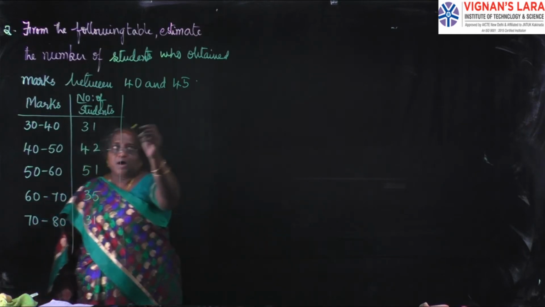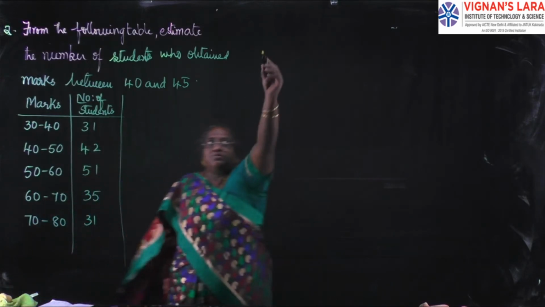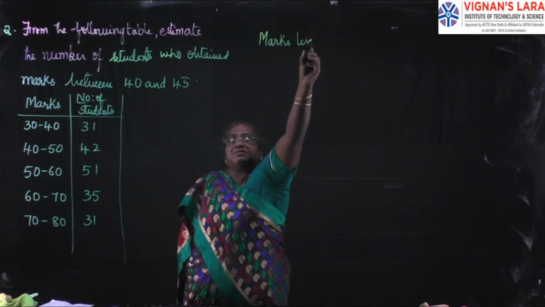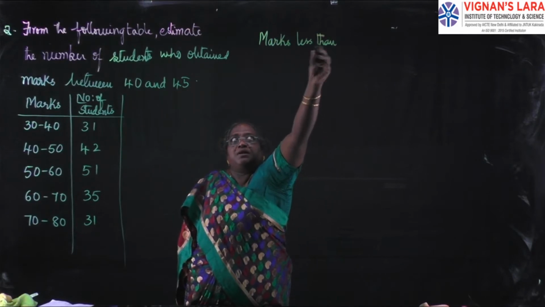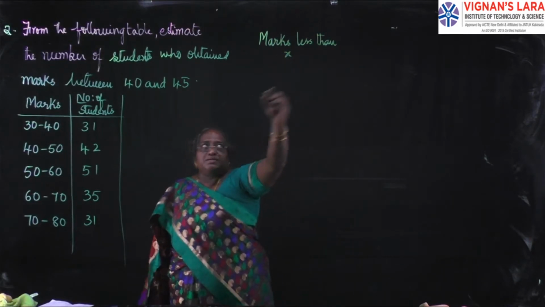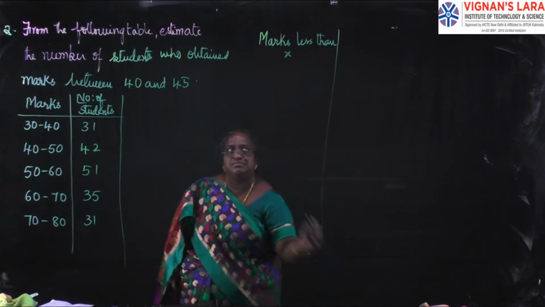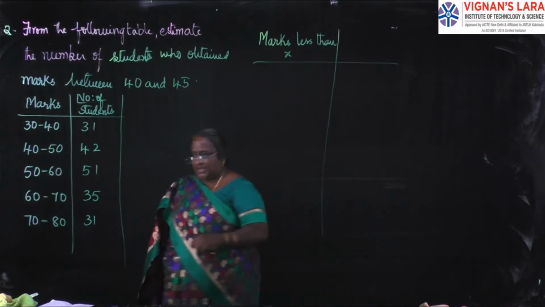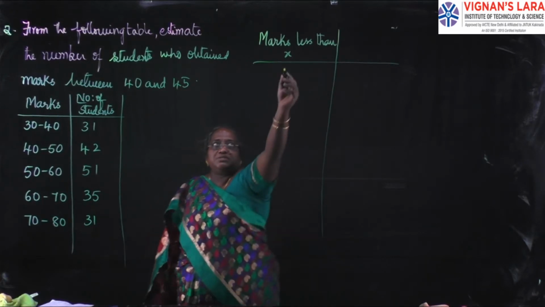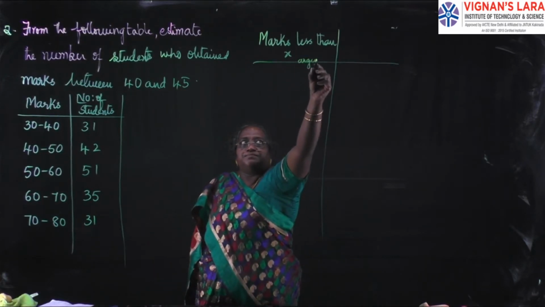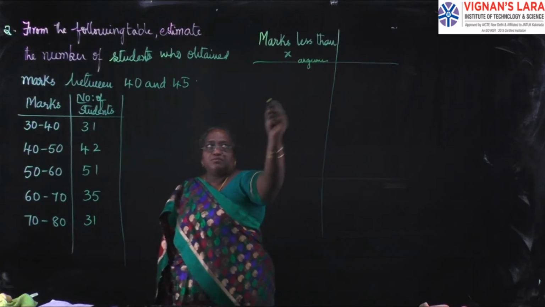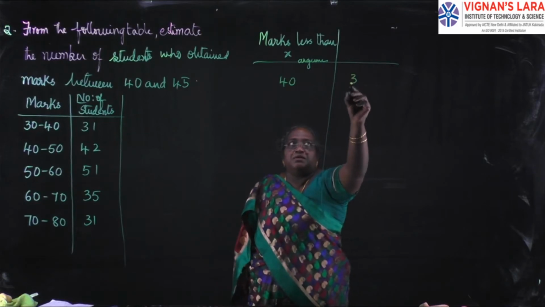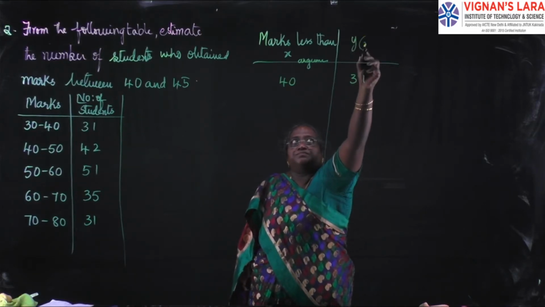So how do we transform this table? We will write here marks less than as our variable x. Means marks less than 40, less than 50, less than 60, less than 70, less than 80. So this is our argument. Marks less than 40: how many students got marks less than 40? 31. So this is our y value.